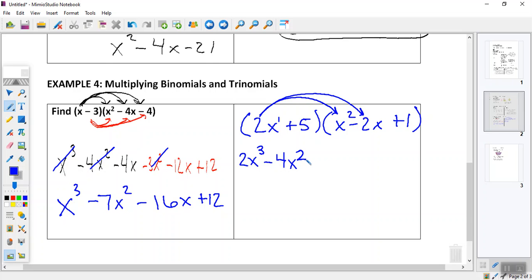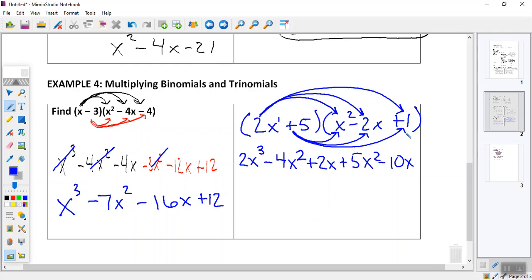Okay, I need to take 2x times what next, kids? 1. 2x times 1 is plus 2x, right? Okay, now I need to take 5 times everything. What's 5 times the x squared? Plus 5x squared. You take 5 times the negative 2x, which would be minus 10x. And then lastly, what times what, kids? What is 5 times 1?